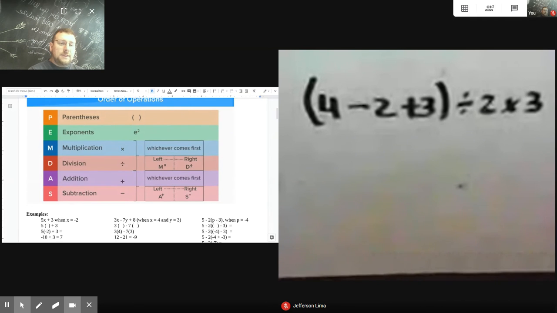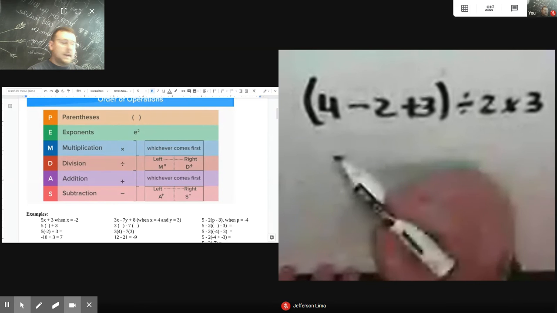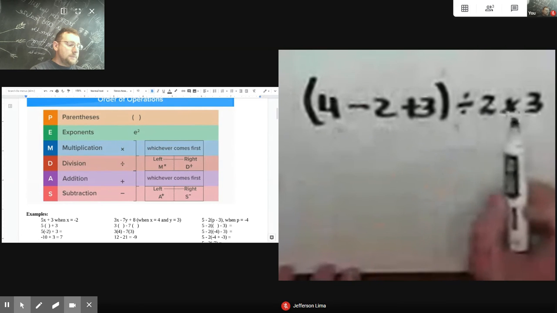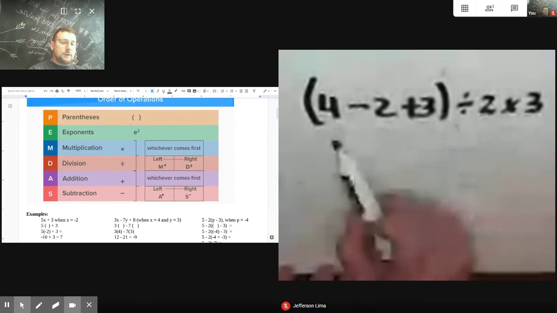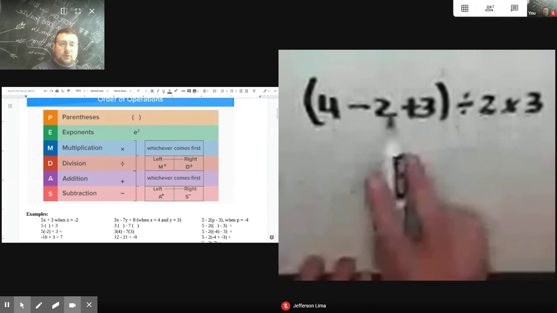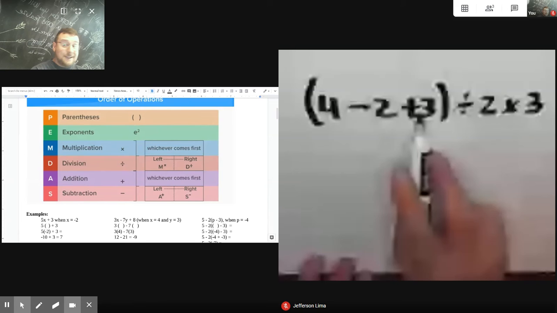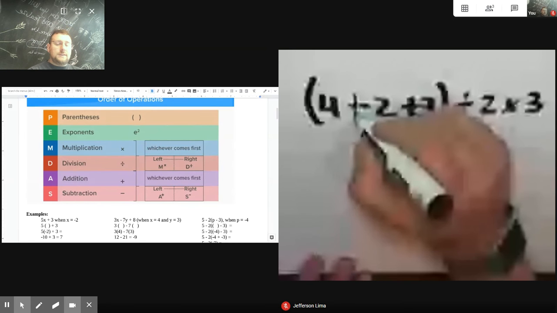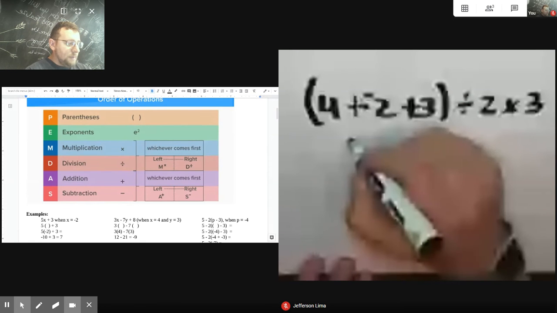So to operate this example here, we have to do one thing at a time. We have to do parentheses first. You might be tempted to multiply or divide first, but there's a parentheses. So we've got to work inside the parentheses first. And so inside the parentheses, we might be tempted to do addition first because A comes before S, but actually subtraction has to come first because they're tied and subtraction is to the left. And so slash, that is the same thing as 4 plus minus 2, which is 2. And then I copy down the rest.